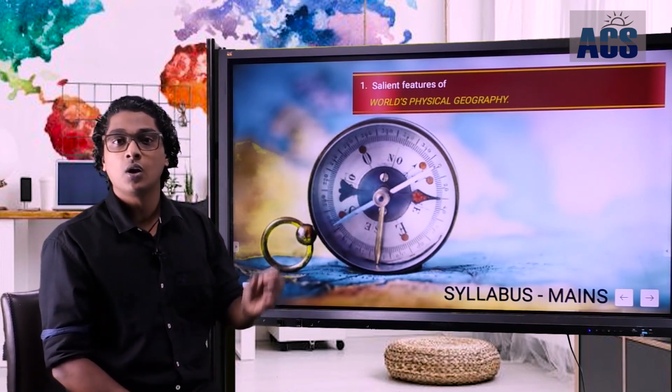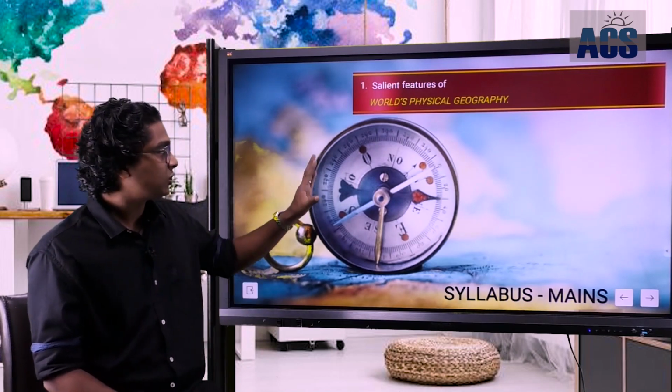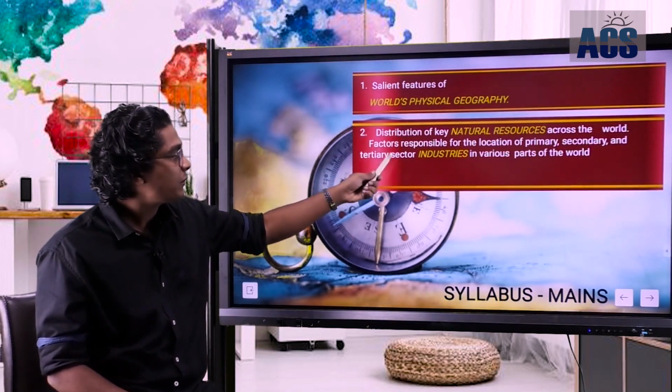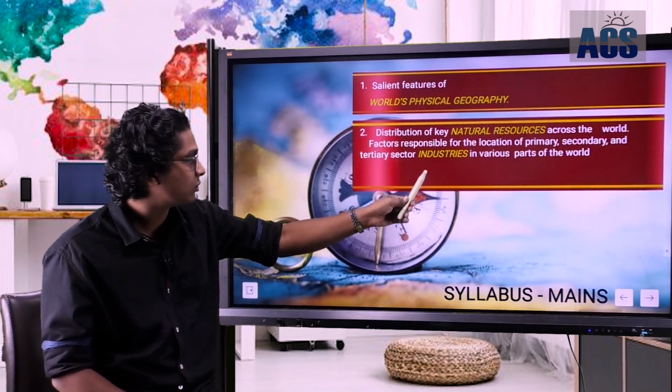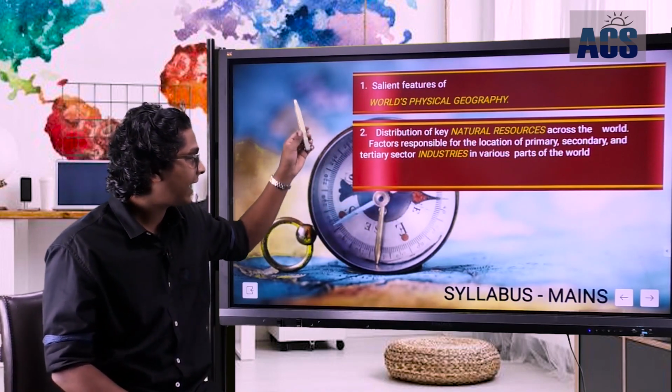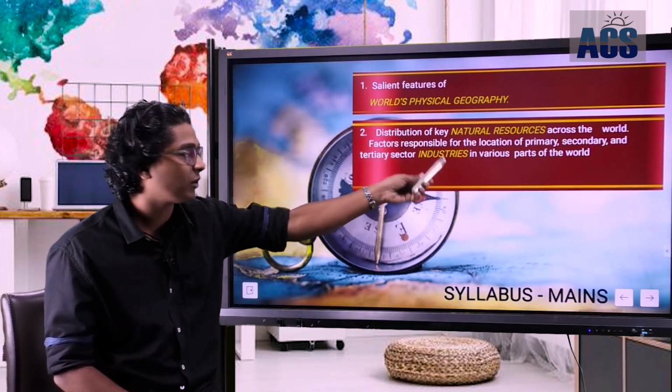we will be studying regarding oceanography. So world physical geography, this is the overall idea, and the second syllabus says: Distribution of key natural resources across the world, factors responsible for the location of primary, secondary and tertiary sector industries in various parts of the world.